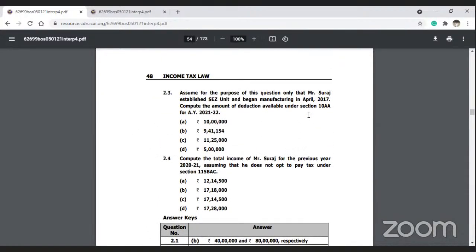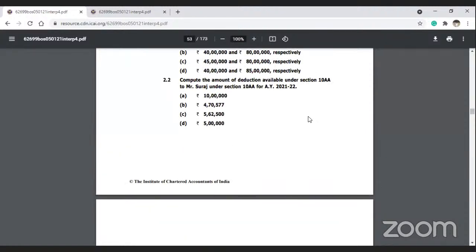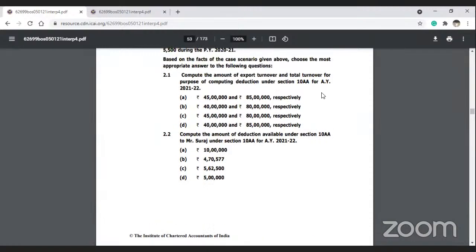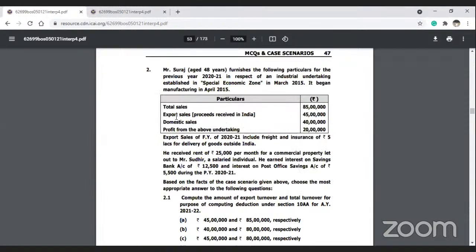5 lakhs. That's what I'm saying, that also in profit there is 5 lakh difference. But why is it like that? Show the question. Are you talking about this freight and insurance? Okay, so we'll reduce 5 lakhs also. We will be adding 5 lakhs, sorry.